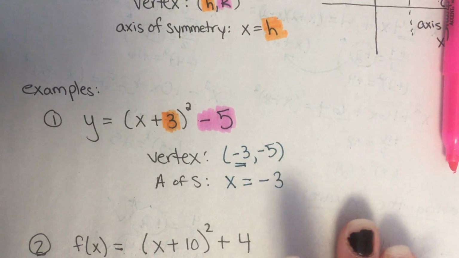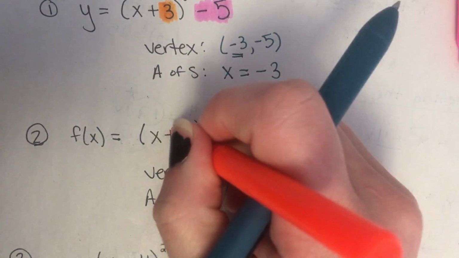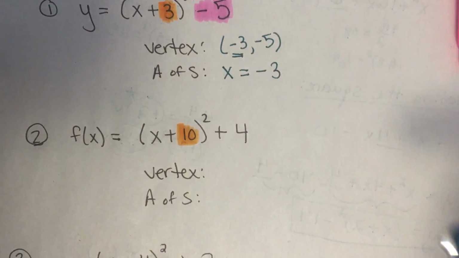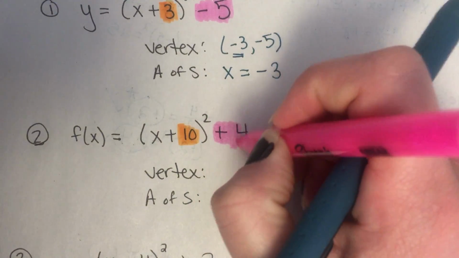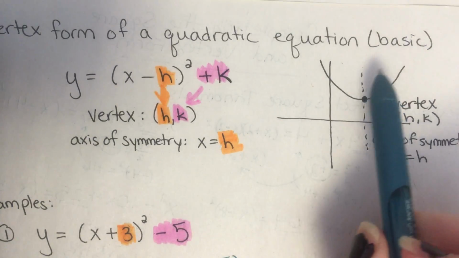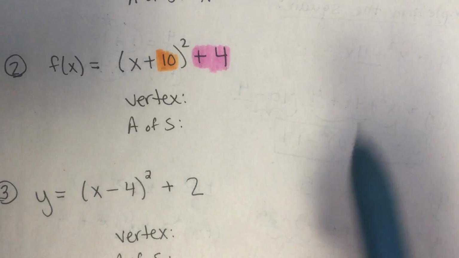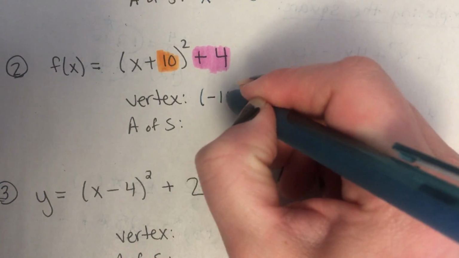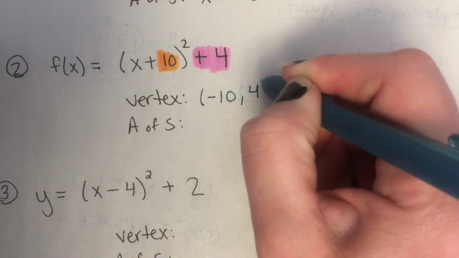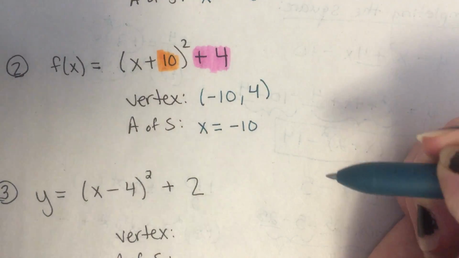Done. So if I look at my next example, once again, my x value comes from this 10. My y value will be this 4. This is going to tell me where I'm turning. This gives me this point right here. Okay, so my vertex is negative 10, comma, 4. And my axis of symmetry is x equals negative 10.